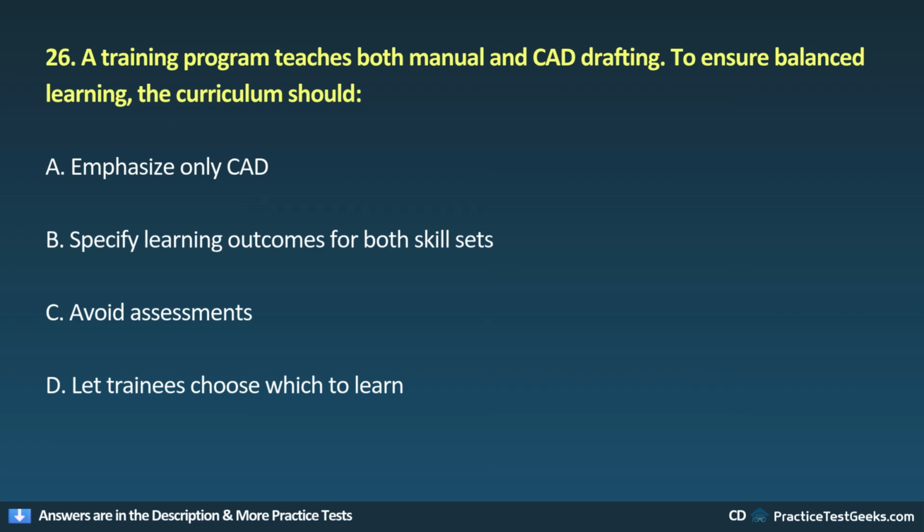26. A training program teaches both manual and CAD drafting. To ensure balanced learning, the curriculum should A. Emphasize only CAD. B. Specify learning outcomes for both skill sets. C. Avoid assessments. D. Let trainees choose which to learn.